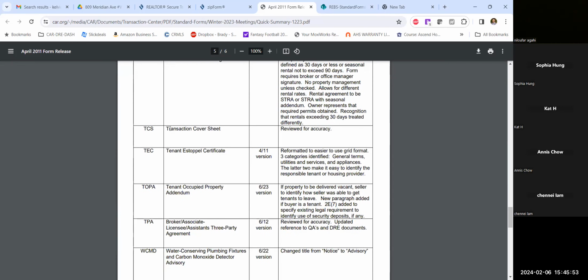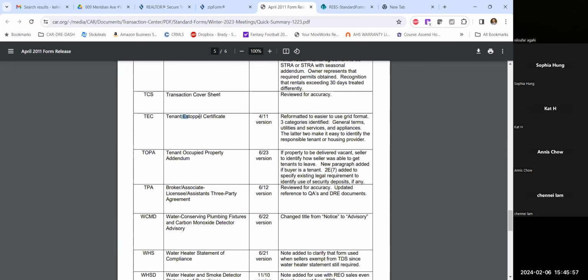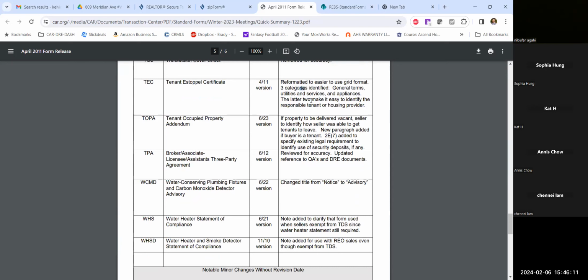There's a transaction cover sheet. They updated that a little bit. You have an updated tenant estoppel certificate. Anytime you sell a rental property, it's good to have a tenant estoppel confirming with the tenant the general utilities and services and who pays for what. So they just reformatted it to make it easier in a grid format for these three categories: terms, utilities and services, and appliances.